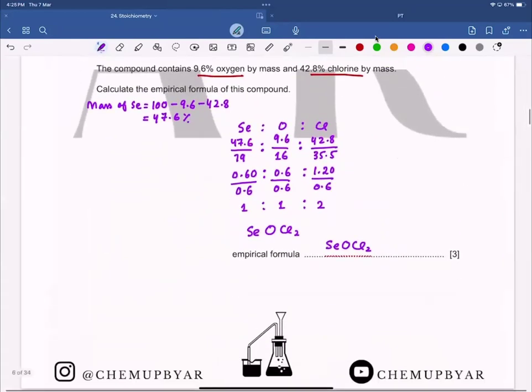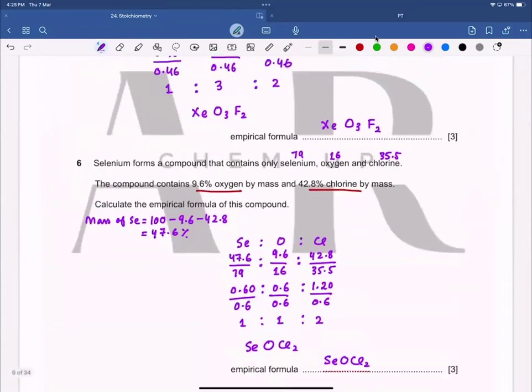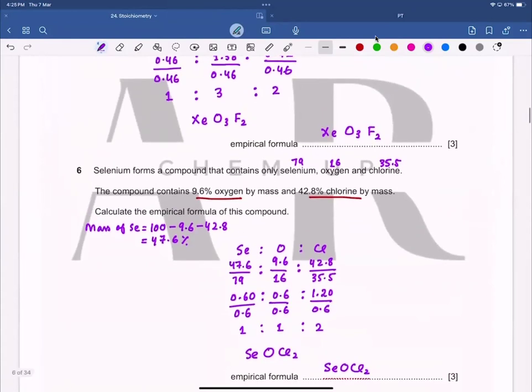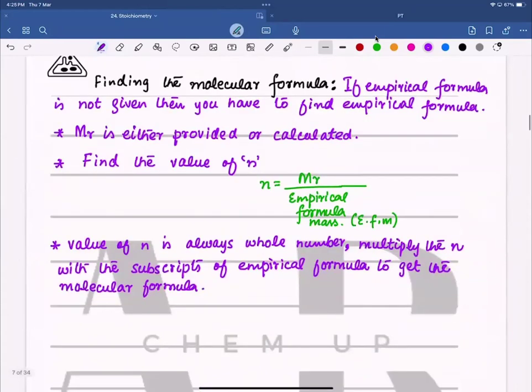Okay. Now, after this, we have to find the molecular formula. I hope everyone understands how to find the empirical formula. If anyone has any confusion, please ask. Clear? Okay. Now, when you have to calculate the molecular formula, you first have to calculate the empirical formula. If the empirical formula is given, that's fine. And if not, you calculate it the same way as we did. Then you have to find the value of n. It is basically a whole number, which is found by dividing the Mr value by the empirical formula mass.